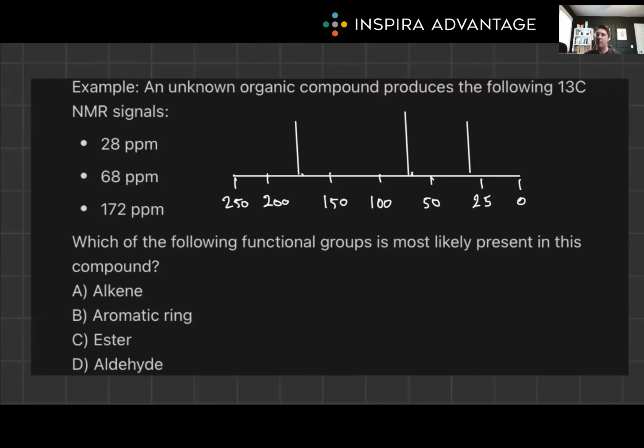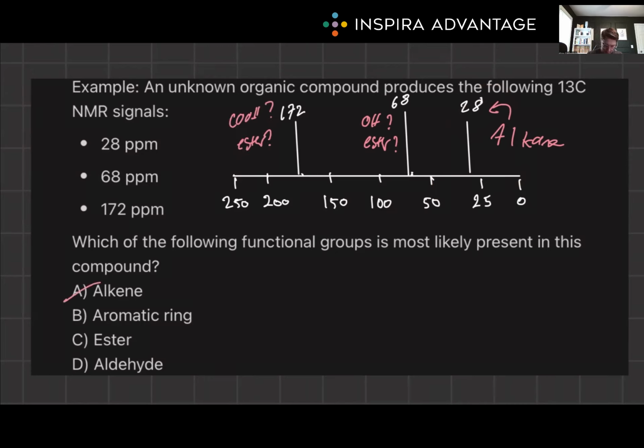Now let's apply this knowledge to an MCAT style problem. Imagine an unknown organic compound produces the following 13C NMR signals. One's at 28 ppm, one's at 68 ppm, and another is at 172 ppm. What functional groups do you think are probably present in this compound? Well, let's analyze each signal here. So remember the 0 to 50, that is our classic alkane. So we're going to say that this 28 is more than likely an alkane. 68 is consistent with either an alcohol or an ester, and the 172 ppm is probably a carboxylic acid or ester.